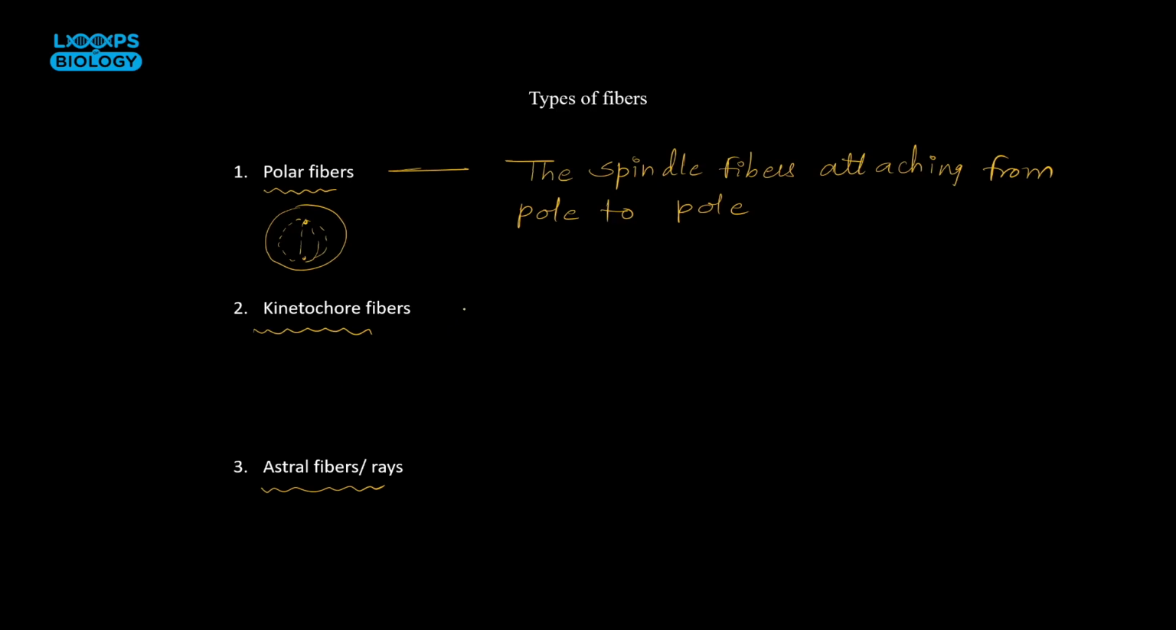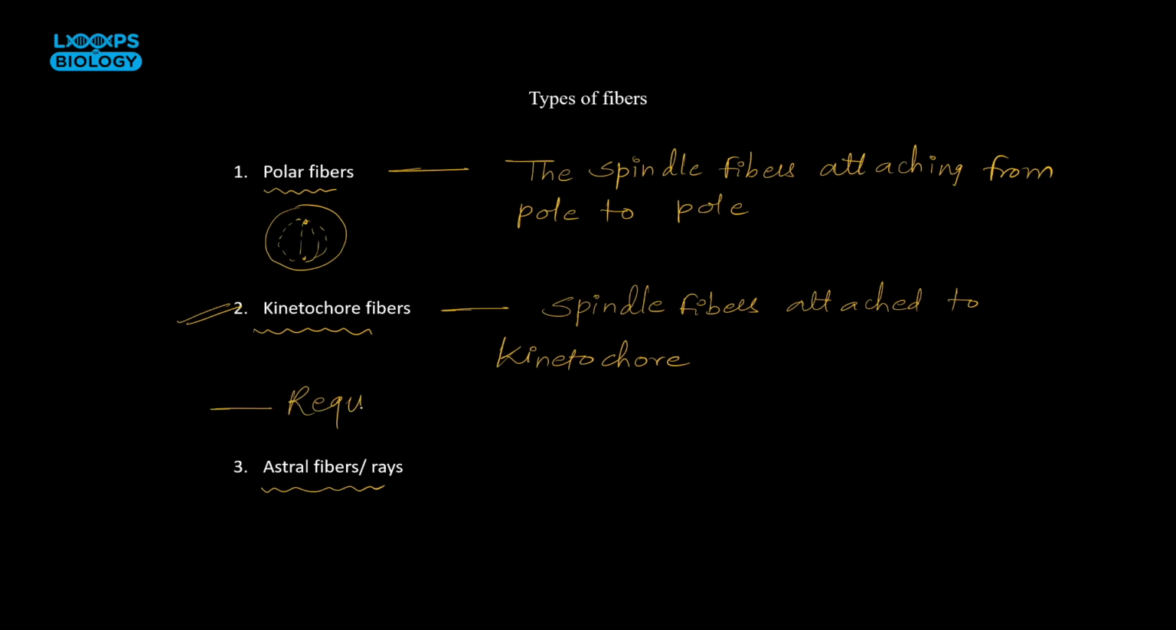Alright. The spindle fibers which are attached to the kinetochore, that means nothing but your chromosome attachment, are called kinetochore fibers, and these are one of the important fibers which are required for the separation of chromosomes.